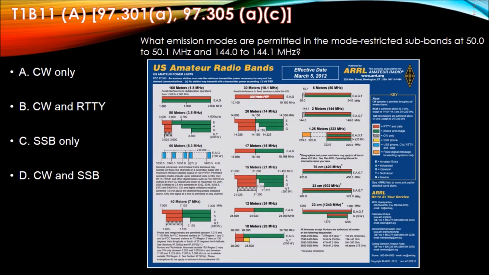So again, let's refer to the ARRL band plan. You can see the frequencies we're specifically looking at are 50 to 50.1 megahertz and 144.0 to 144.1 megahertz. And looking at the band plan, we can see those frequencies here in the 6 meter band and the 2 meter band, and they have restricted modes. Specifically, the little white box with a squiggly line means it is CW, Morse code or continuous wave, making the answer to this question A, CW only.